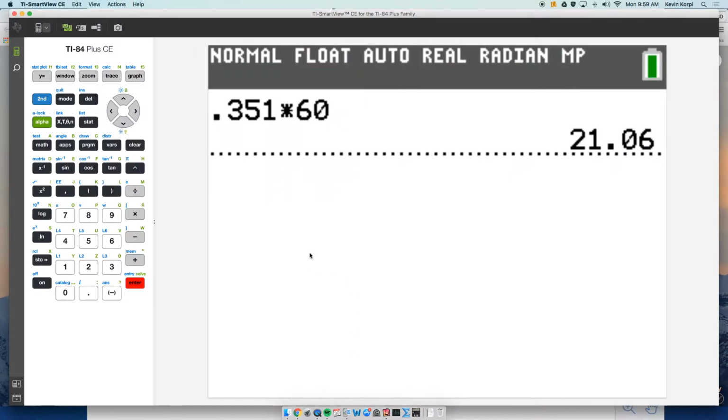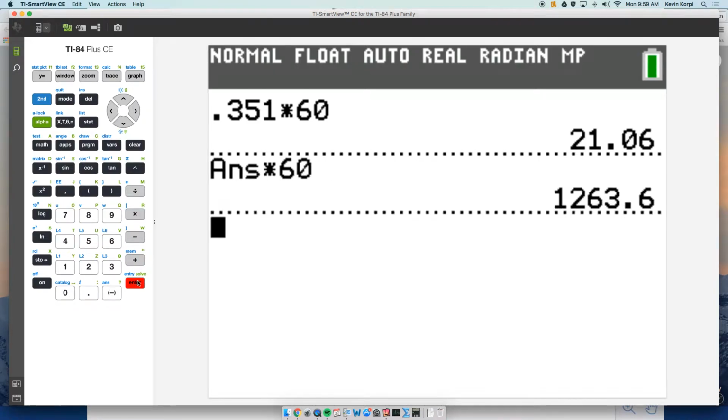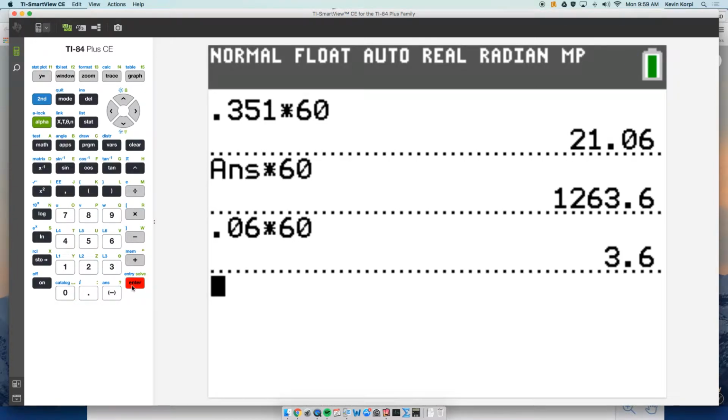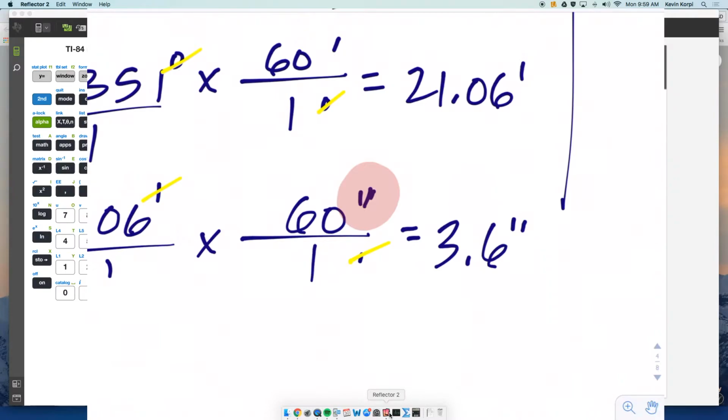0.06 now times 60. Really, you could just hit times and it'll recall the answer. Times 60 again. Oops. Is that what we want? No. See, I did a careless mistake there. I took the whole answer. I just want the 0.06 and then multiply that by 60. 3.6. Now that's 3.6 seconds. So I'm going to write that down.